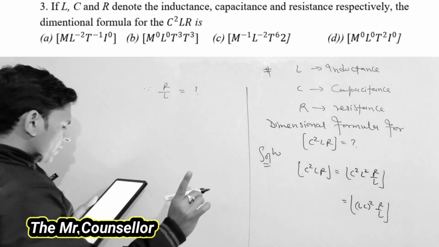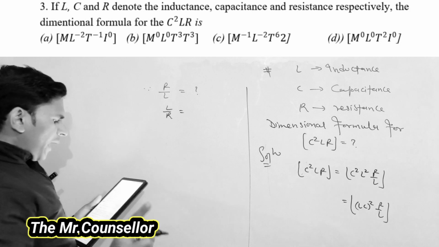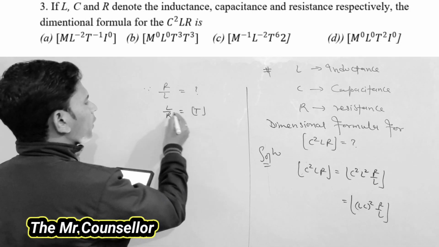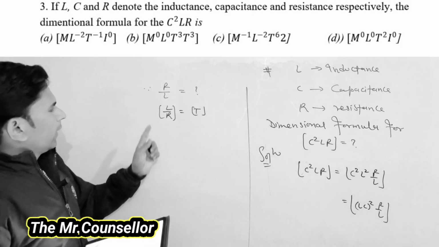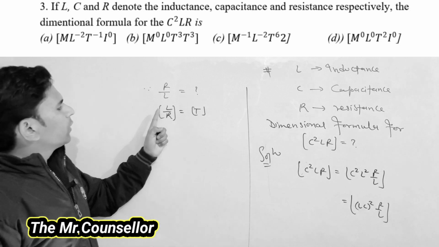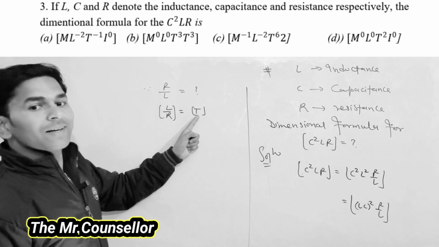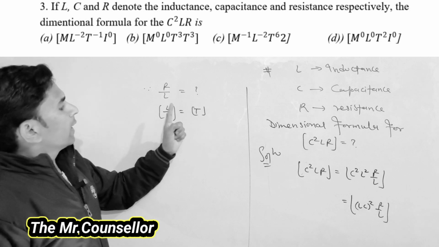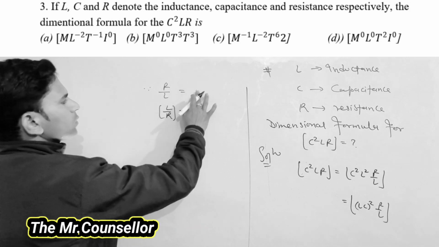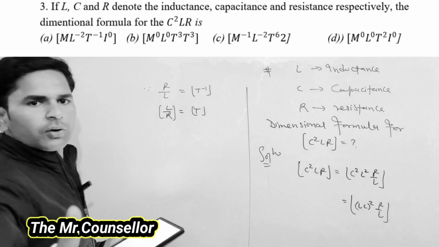Suppose L upon R is coming. Directly you can mention here, it will show the dimensional formula of time. When you divide the dimensional formula of inductance by the dimensional formula of resistance, you will get time. Okay. So now here R upon L is having. R upon L means you can write here time inverse. Is it okay or not?